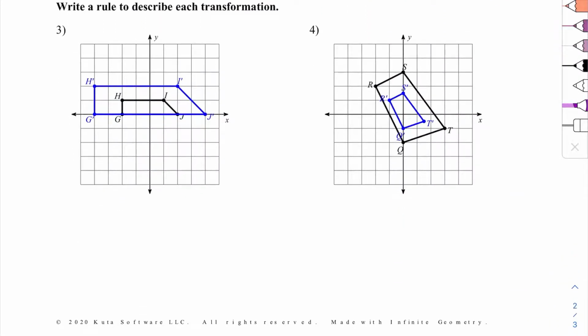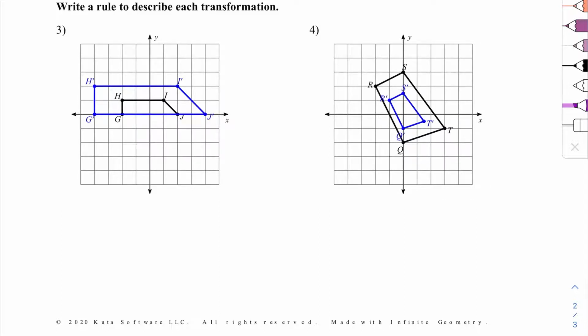So these want us to actually write a rule to describe the transformation. To describe a transformation, the main thing that we need is the scale factor. So I need to figure out how many times bigger or how many times smaller the figure is getting. Now, one key thing that I will tell you to look for is horizontal or vertical side lengths. If you can find a pair of horizontal or vertical side lengths, this will be a pretty simple, easy problem. So let's go ahead and look at number 3.